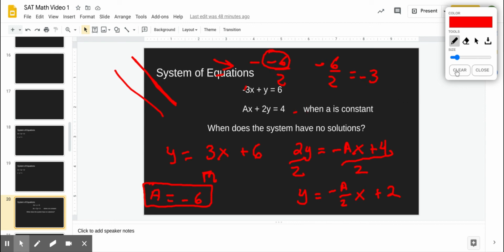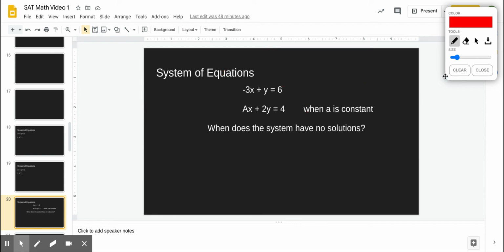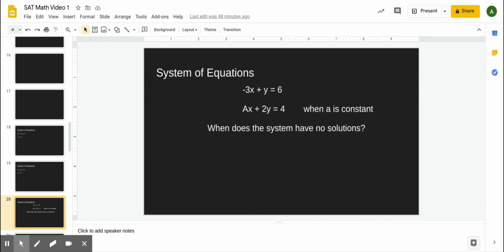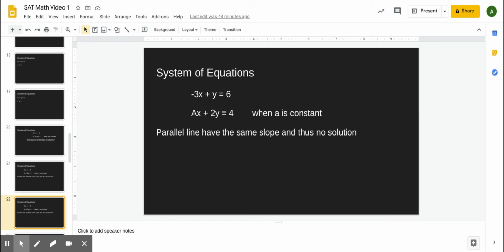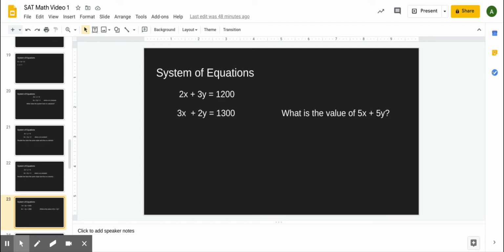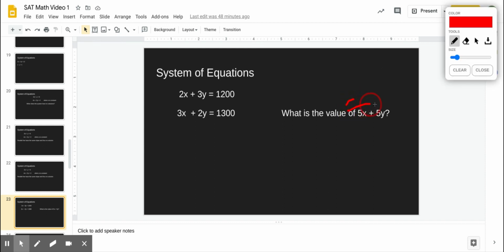Okay, let's clear that out. Move on. So let's see if you can try a question. Let's close this out for a minute. All right, see if you can do this question. Do elimination, and don't forget that there is a question at the end. Right here, it says, what is the value of 5x plus 5y? So let's try that.